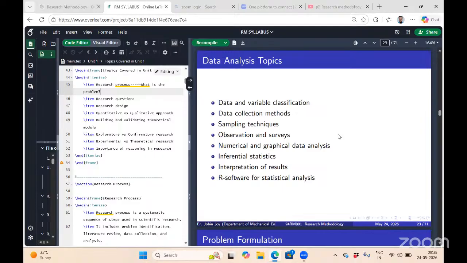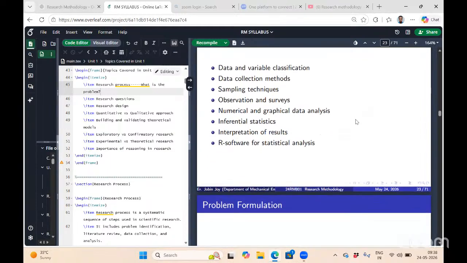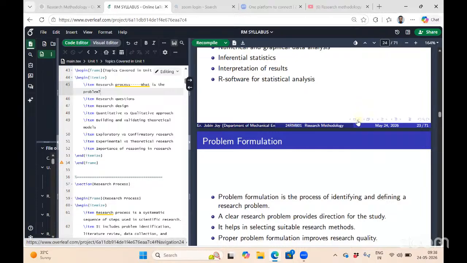R software is a tool that is used for statistical analysis and data visualization. For example, if we want to plot a graph, we can use R software to plot the graph. Regression analysis in R, hypothesis testing using R, data visualization, statistical calculations using R. R is a wonderful software to do all those things.